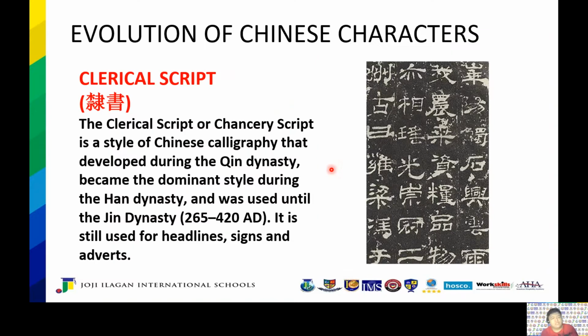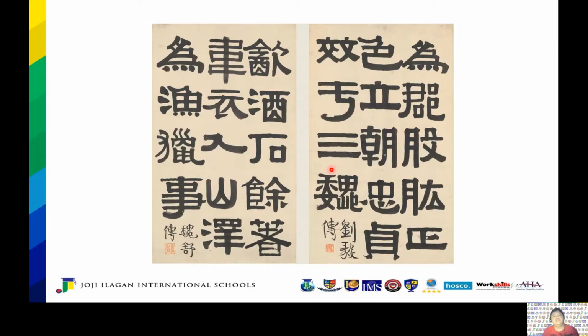Okay, next we have the clerical script or Lishu. This is the clerical script or the chancery script. This is a style of calligraphy that appeared in the Qin dynasty and was used until the Han dynasty. But today it is still used for headlines, signs, and advertisements, or very formal documents. The clerical script is quite legible for modern Chinese readers. So anyway, it's still used today as a form of calligraphy or form of writing. So this is an example of the early forms of clerical script.